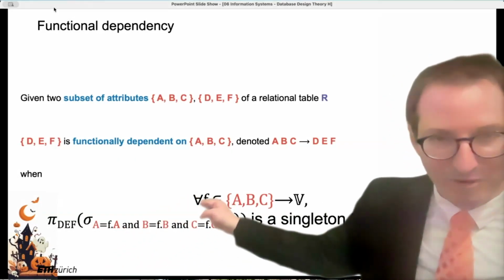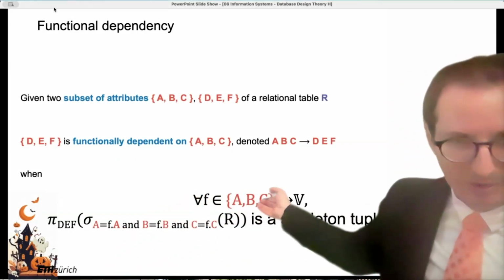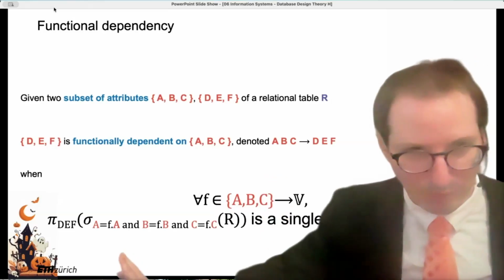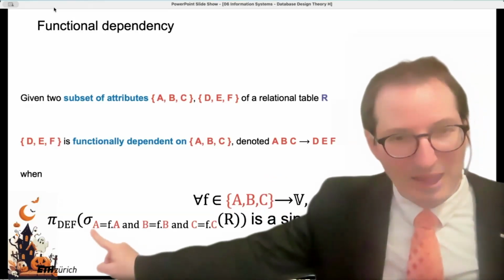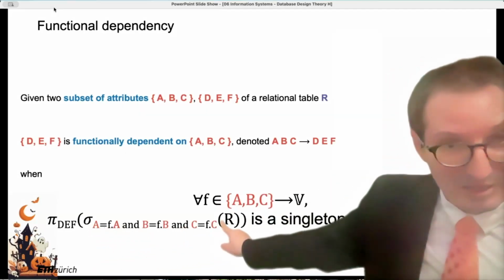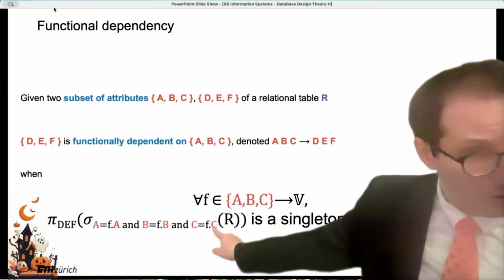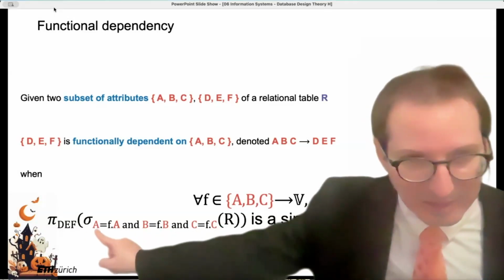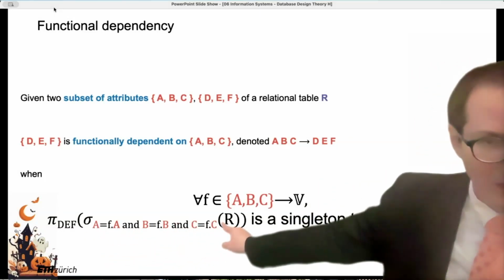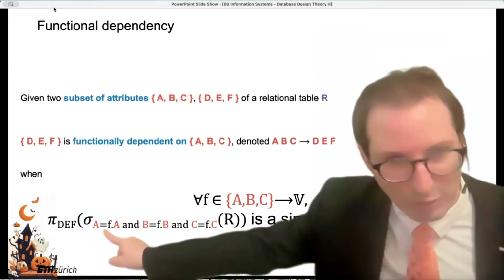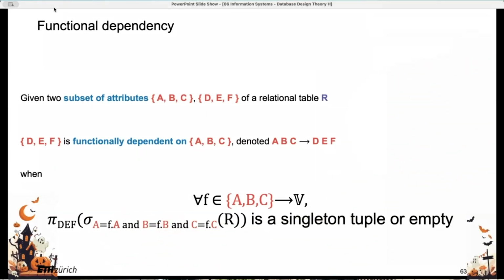And I call them F. So I have F.A, F.B, F.C. That would be possible values for these attributes A, B, and C. And now I'm selecting, that sigma selection, that's the where clause of SQL. I'm selecting all of the tuples in my relation that have these values, F.A, F.B, F.C, right?